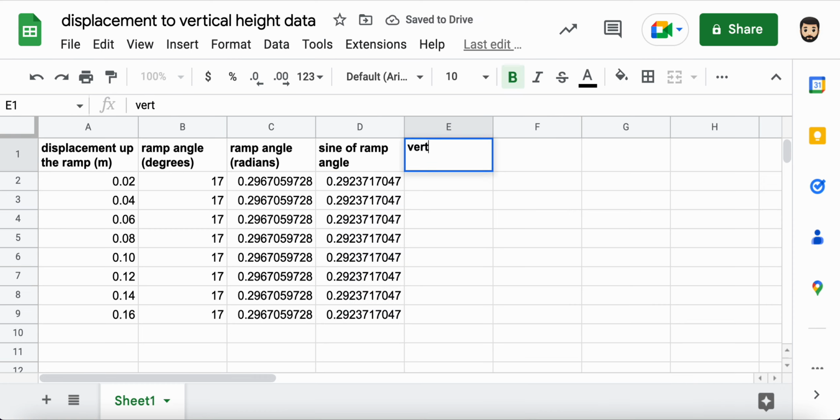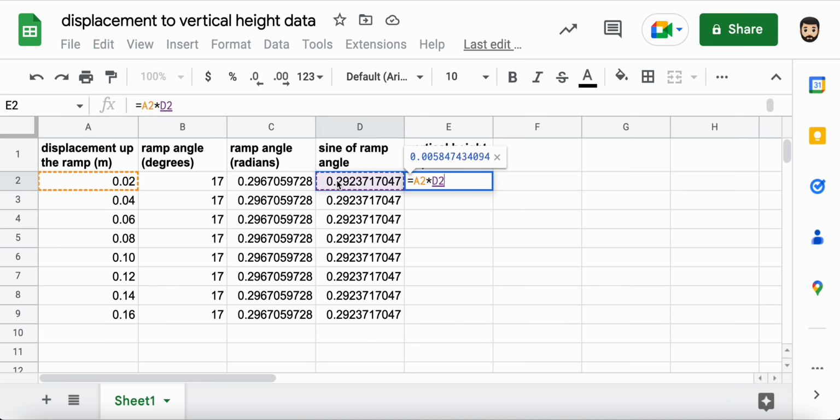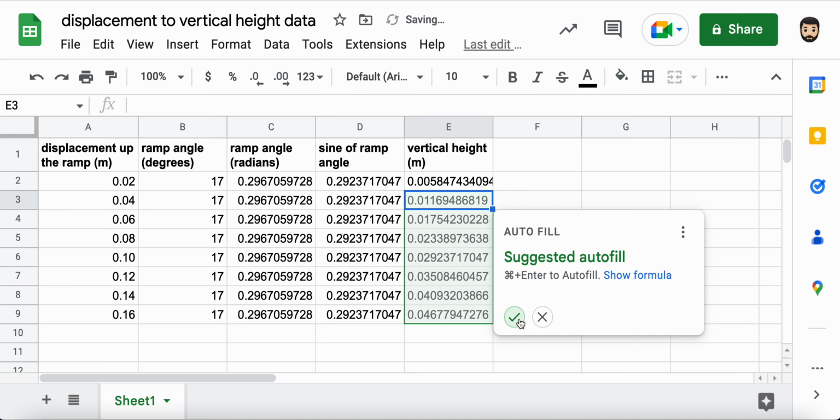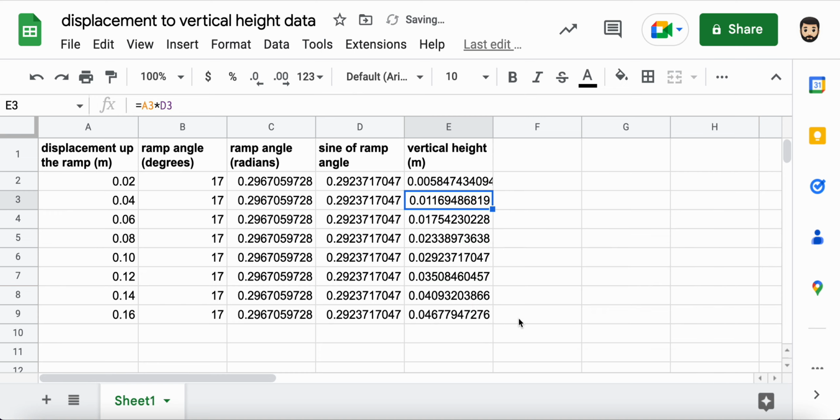And then your vertical height measured in meters should be your displacement up the ramp multiplied by the sine of your angle. And you press enter, autofill, there we go. And now you have your vertical height data.